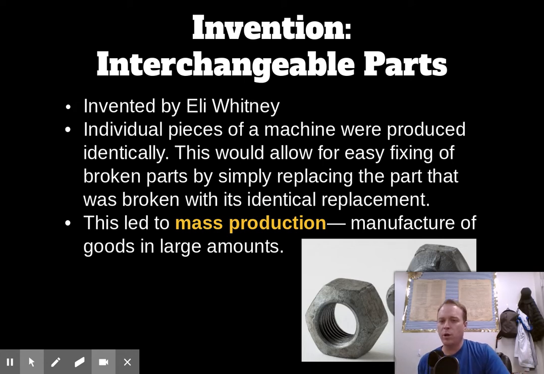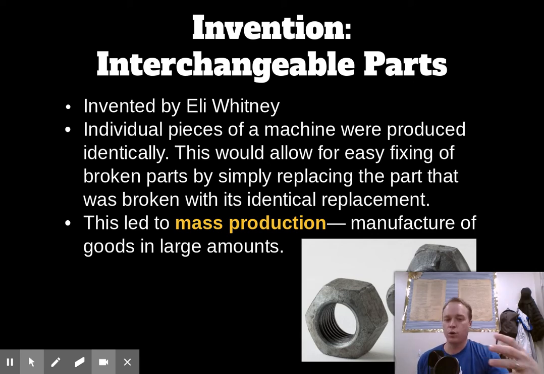So interchangeable parts are where pieces of a machine are produced identically. And this is going to allow you to replace broken parts by simply taking that part out and putting in a replacement for it. And this is going to lead to the mass production of goods in large amounts. So basically, rather than having each machine custom built for that specific purpose, people are going to start building massive amounts of these machines that are going to be used interchangeably.